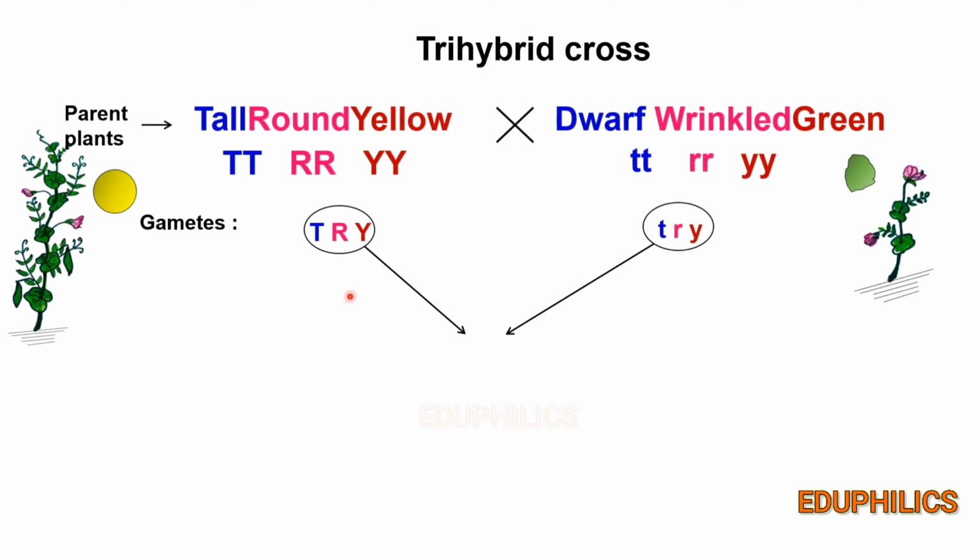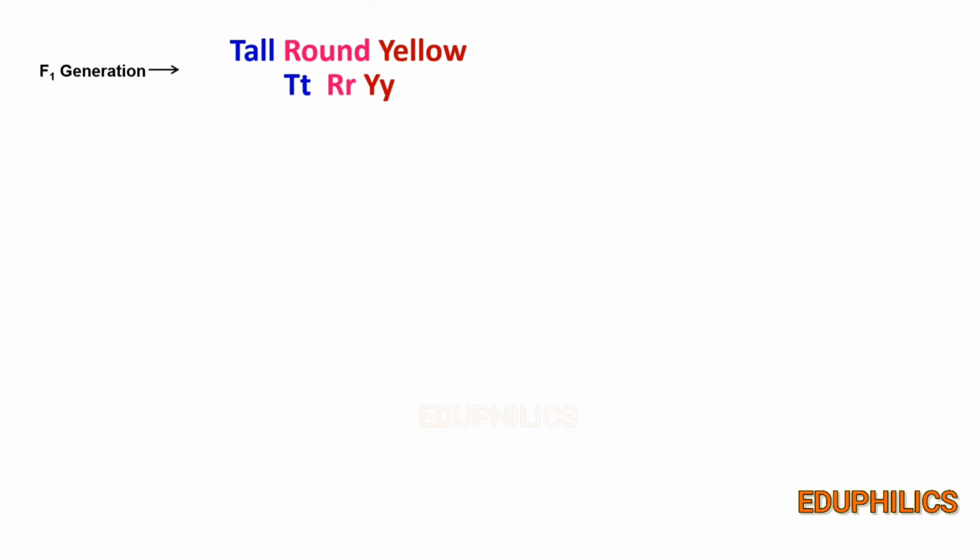When these gametes fuse, F1 plants are formed. So in F1 generation, all plants are tall with round yellow seeds. And look at that genotype, it is heterozygous in condition. Now according to the question, this F1 plant is self-pollinated. So this tall round yellow plant is self-pollinated. That means the male gametes of this plant fertilize the female gametes of the same plant.